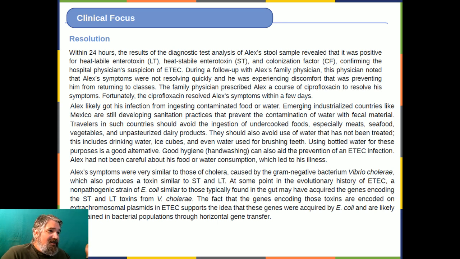Emerging industrialized countries are still developing sanitation practices that prevent contamination of water with fecal matter. Travelers in such countries should avoid the ingestion of undercooked foods, water that has not been treated, seafood, vegetables, and unpasteurized dairy products. Yeah, so don't eat the ice, or don't even use the ice. If you're from the area and you have these endemic ETECs, you're probably resistant to them already.